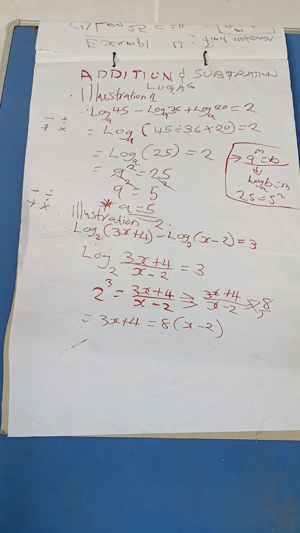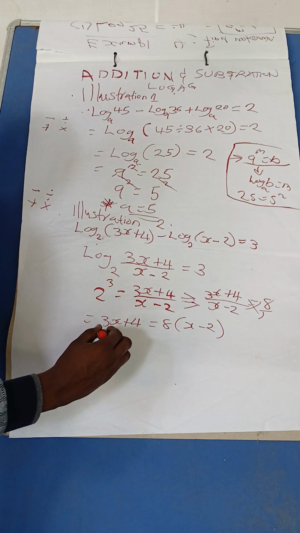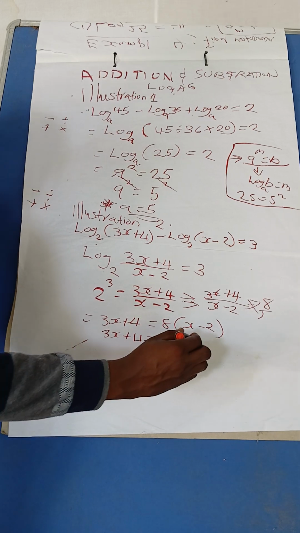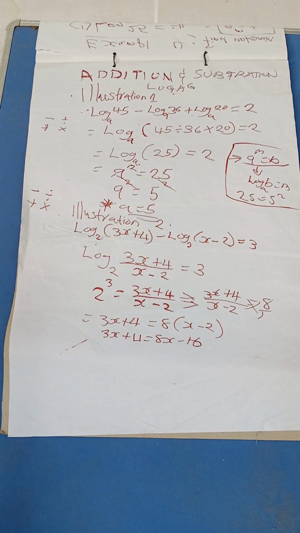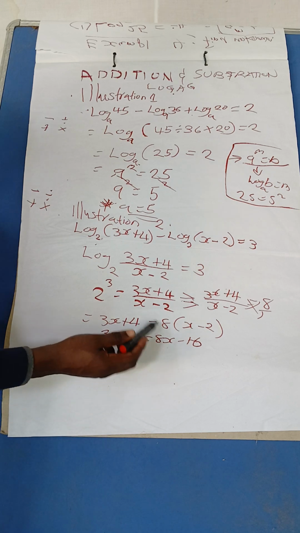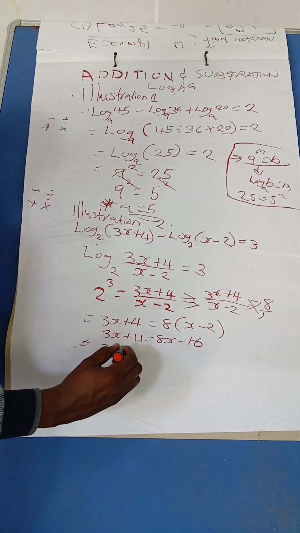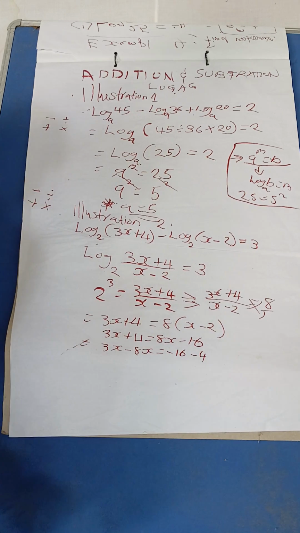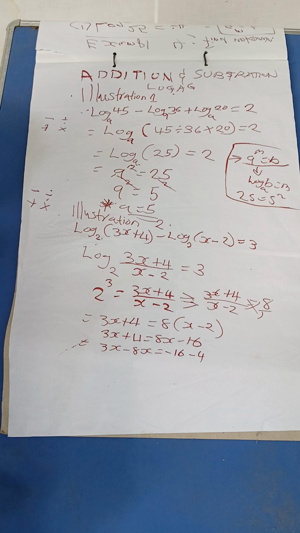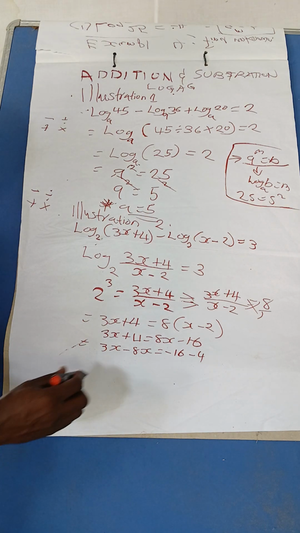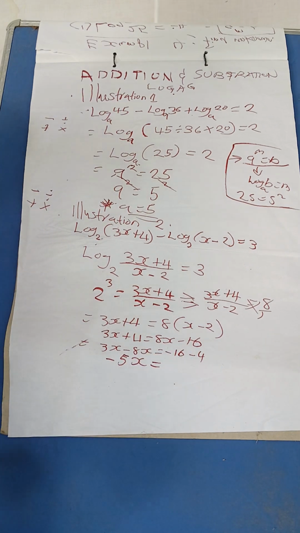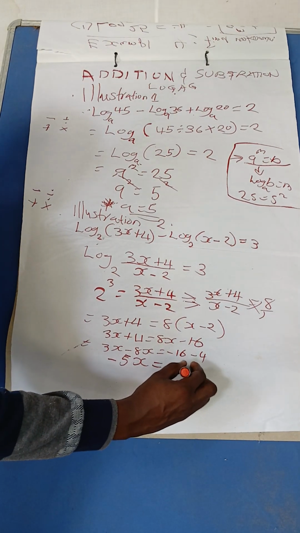That way, very simple. So you go ahead and calculate. So it will be 3x plus 4 is equal to 8x minus 16. Good. So you collect like terms together. 8x will come this side. So it will be 3x minus 8x equals negative 16 minus 4. Good. So 3x minus 8x is negative 5x. So it will be negative 5x is equal to negative 16 minus 4, which is negative 20.